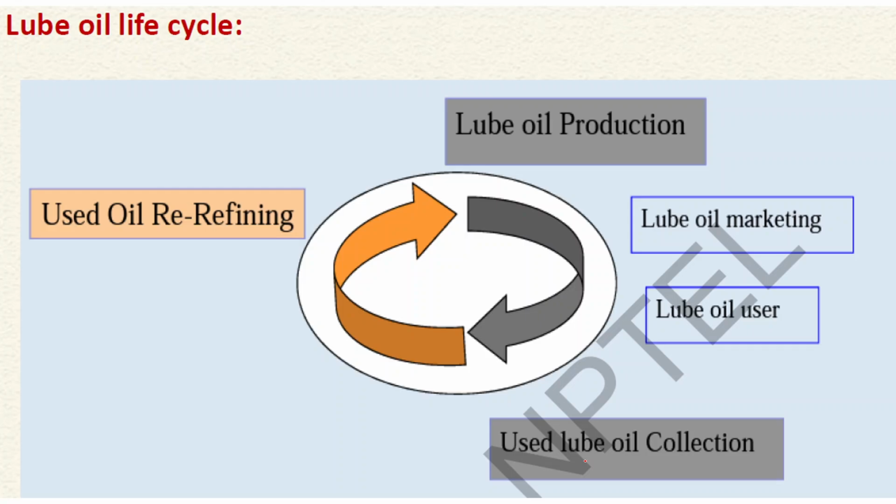Coming on to the lube oil life cycle. Basically, lube oil is produced the first time, then it is sent to the market for marketing, and then the lube oil is used. The used lube oil is given off, collected, and sent to the refining unit where it is refined. After refining, it is again sent to lube oil marketing. So this cycle goes on until our lube oil is completely exhausted and its further refining becomes economically inefficient.